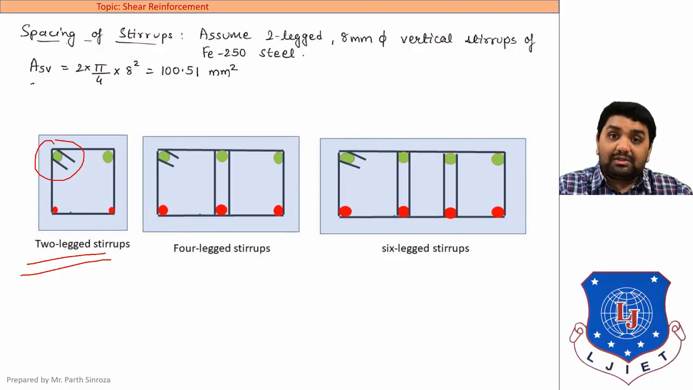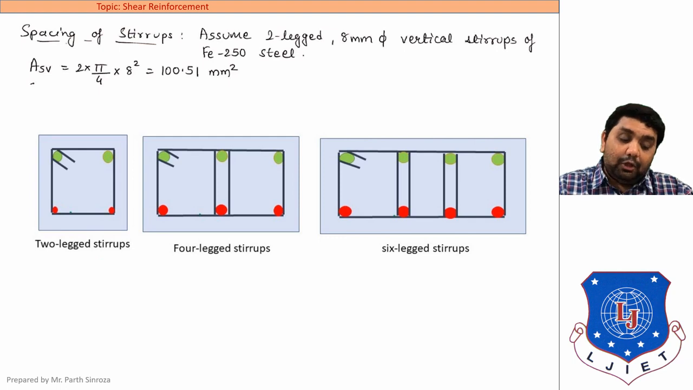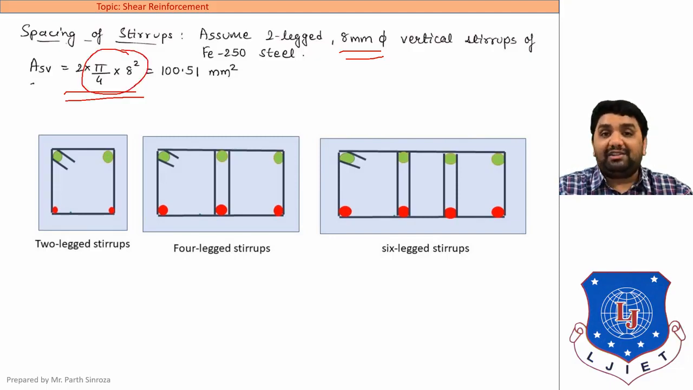Means these hooks are always bent at 135 degrees for better bonding between steel or better holding of the bars. Clear? So in each and every sum of ours we will be using these 2-legged stirrups. Now to calculate our ASV, that was area of stirrups, the area of stirrups will always be using this equation. As we have used 8 mm diameter bars, our area will be pi by 4 into 8 square.